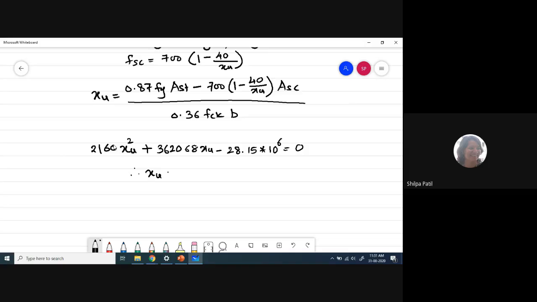And then you have to find out the roots of this quadratic equation. You will get two values for XU. One is positive, another is negative. Obviously, we have to consider the positive value.